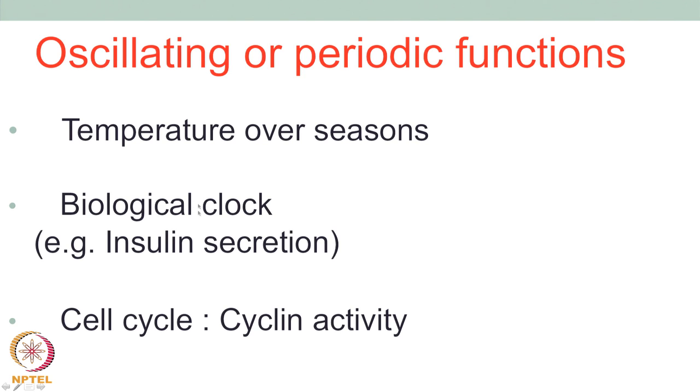Another example is biological clock. As in a day, like we have day and night, as the day and night proceeds, we will have various proteins like insulin secretion, etc. will have some oscillatory pattern. In the cell cycle, as the cells divide, some proteins will have some activity which will also be increasing and decreasing. Now the question is, what is the mathematical function that we would use to represent this cyclic activity, increasing and decreasing activity?